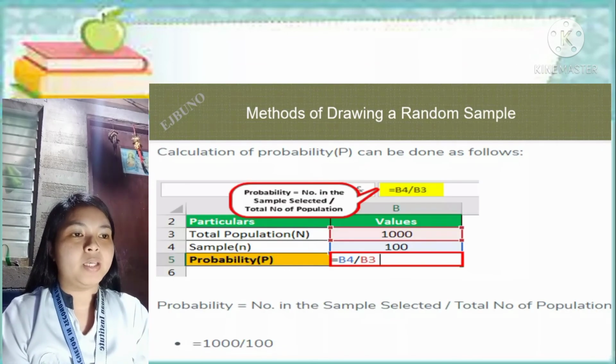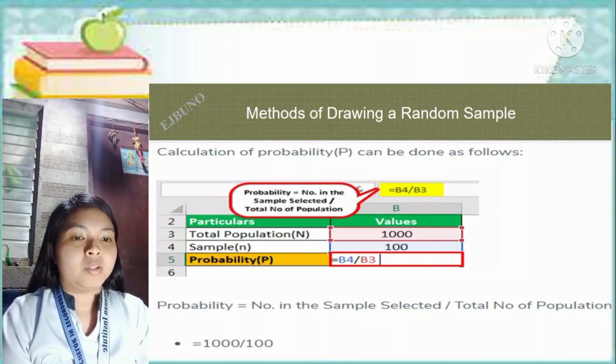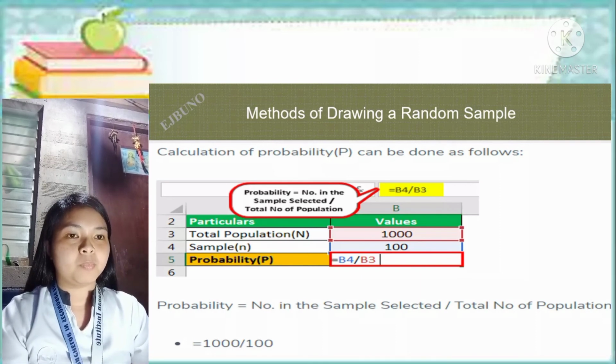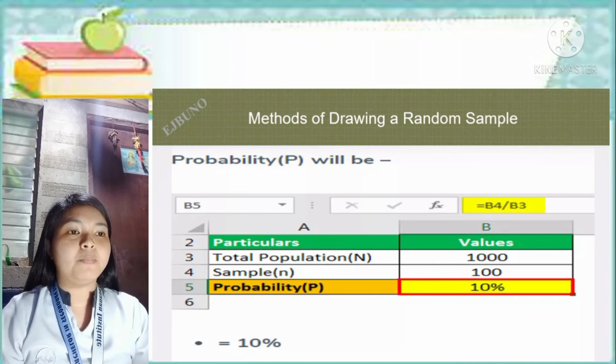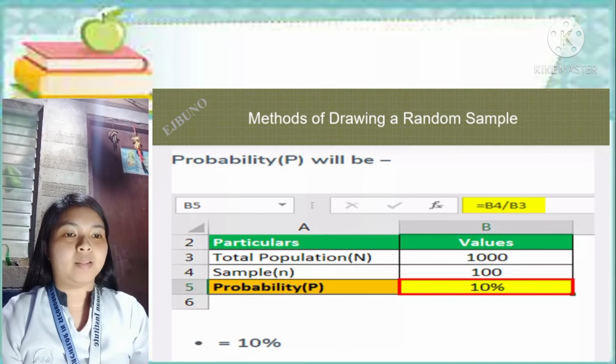Calculation of probability can be done as follows. Probability is equal to the number in the sample selected over the total number of population, which is B4 divided by B3, equal to 100 divided by 1,000. Probability is equal to 10%.